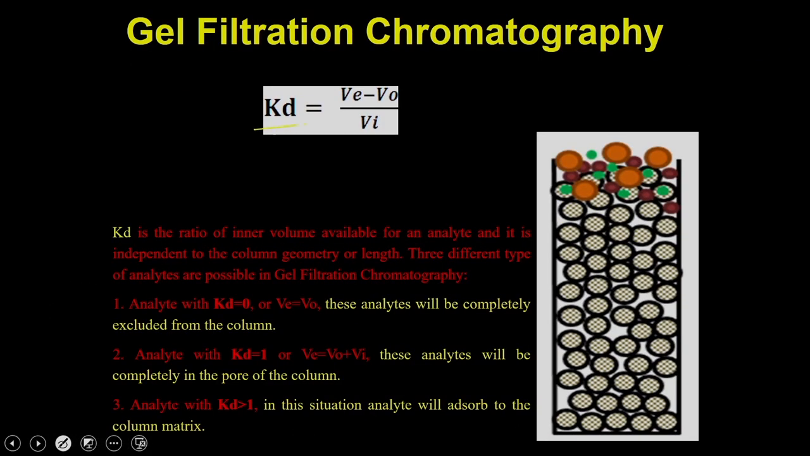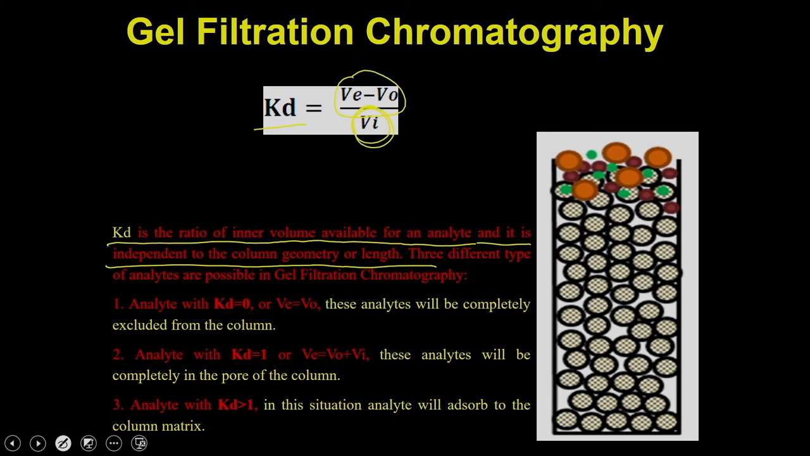So KD is (VE minus VO) divided by VI, and KD is the ratio of the inner volume available for an analyte, which means the VI, and it is independent of the column geometry or length. If you increase or decrease the column length, you are also going to change the VO. The pore volume may not change, but VE minus VO will change proportionally, and that's why KD, the ratio of the concentration of the analyte in the outer volume versus the inner volume, is independent of the column geometry or length.